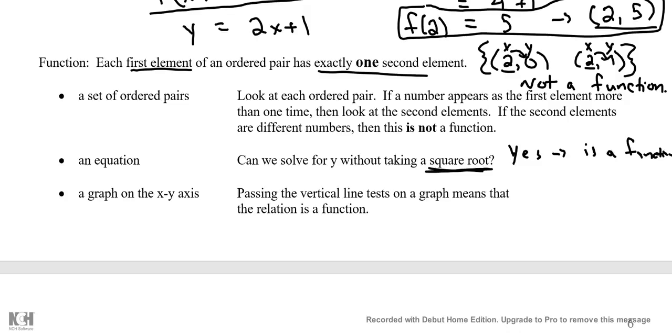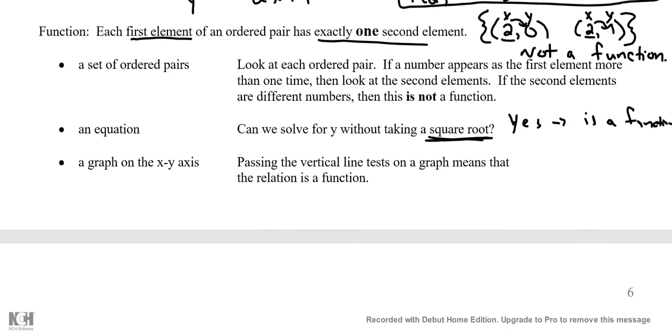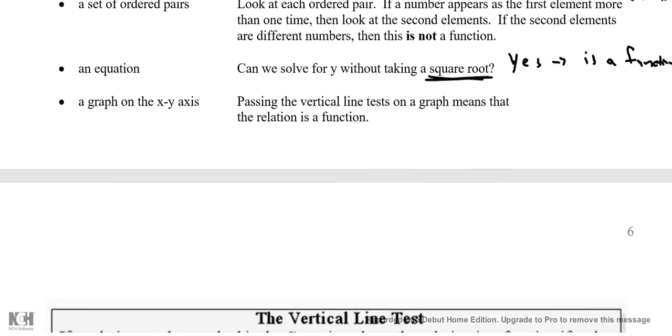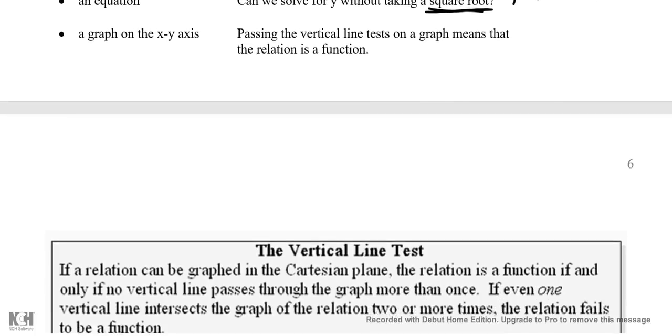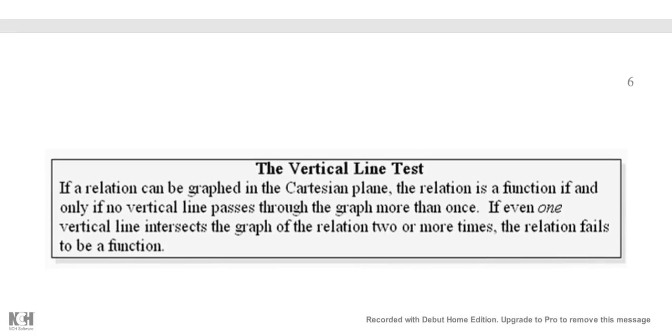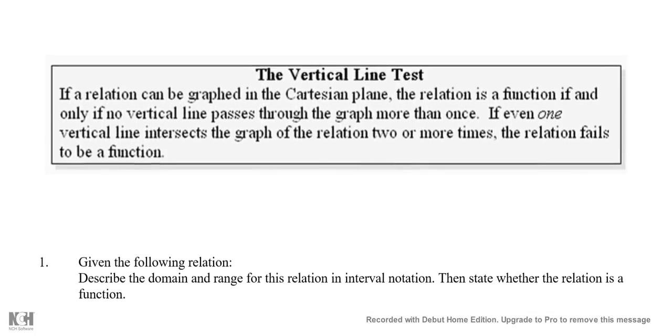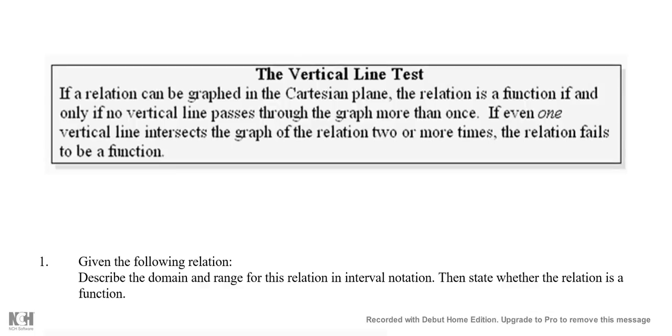Graphs are the easiest way of telling whether something is a function. If it passes the vertical line test, then it is a function. And the vertical line test is described here. When we graph a relation on the Cartesian plane, which just means the xy plane, the relation is a function if and only if no vertical line passes through the graph more than once.